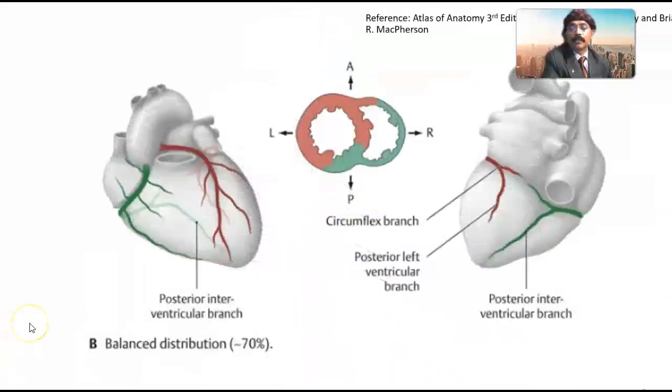Here, posterior interventricular artery, branch of what? The right coronary artery. And so here the right coronary artery is dominant. This is the posterior interventricular artery. This is the determinant of which artery is dominant. If it is a branch of the right coronary artery like this, then the right coronary artery is dominant. If this is a branch of the circumflex artery, a branch of the left coronary artery, then it should be left coronary artery dominant.